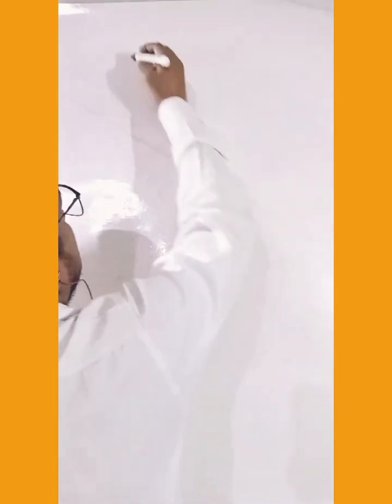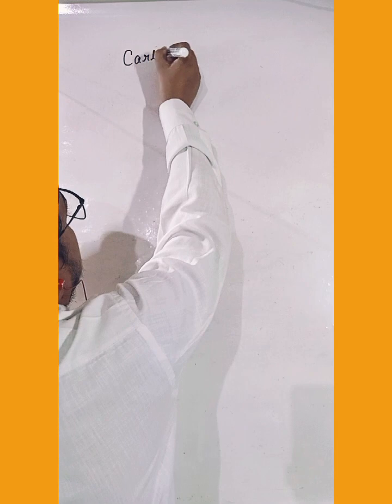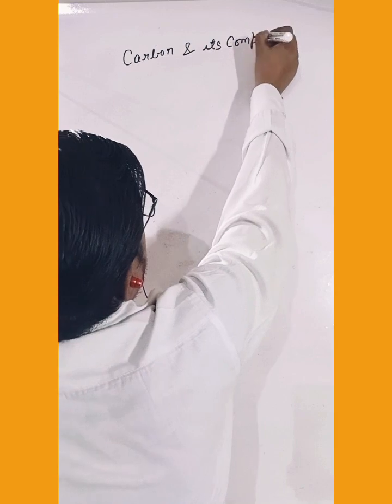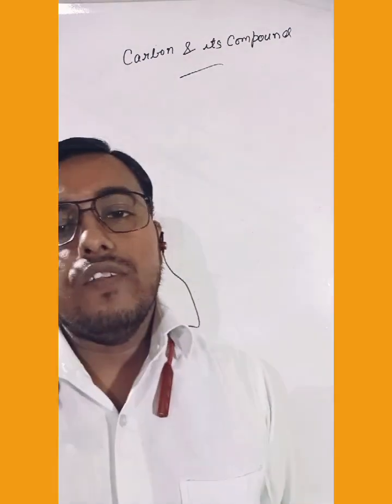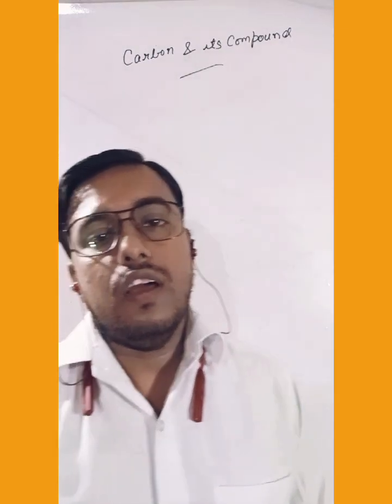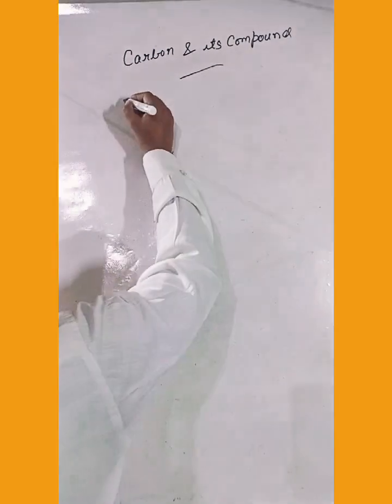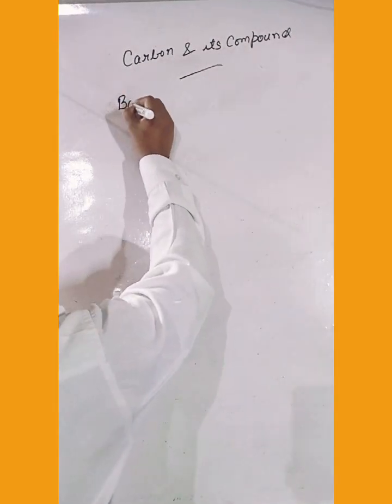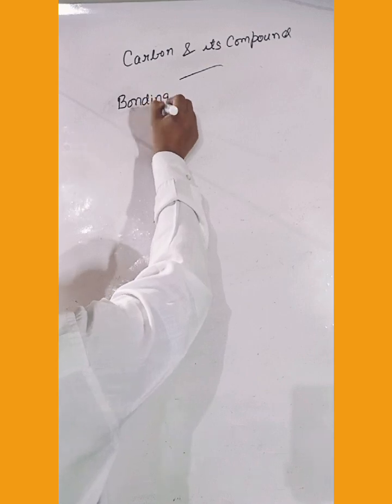So now we have to start. Today we are going to learn about the bonding of carbon. The topic is carbon and its compounds. In this you have to learn today the bonding in carbon and its compounds.